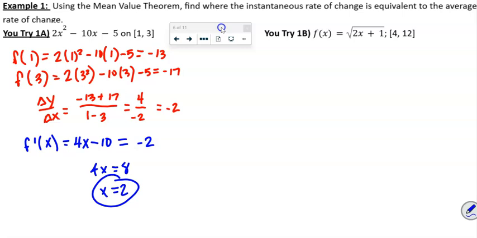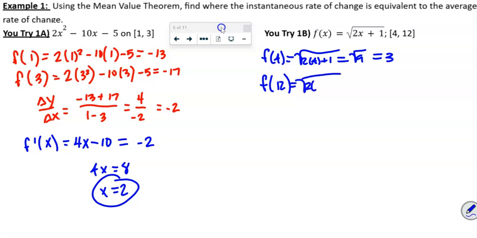All right, here again, this is one of those ones where you guys might struggle a little bit, but hopefully not. F of 4 is going to be 2 times 4, that's 8 plus 1, so that's going to be the square root of 9. That's going to be 3. F of 12 is going to be equal to 2 times 12, that's 24 plus 1. That's going to be the square root of 25. So that's going to be equal to 5, right?